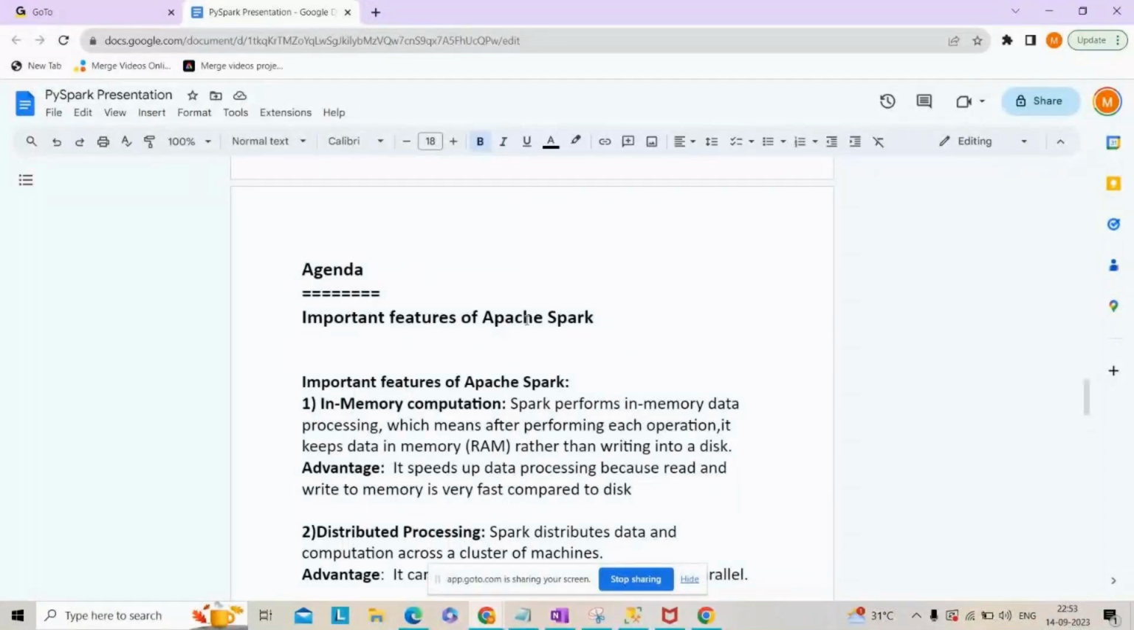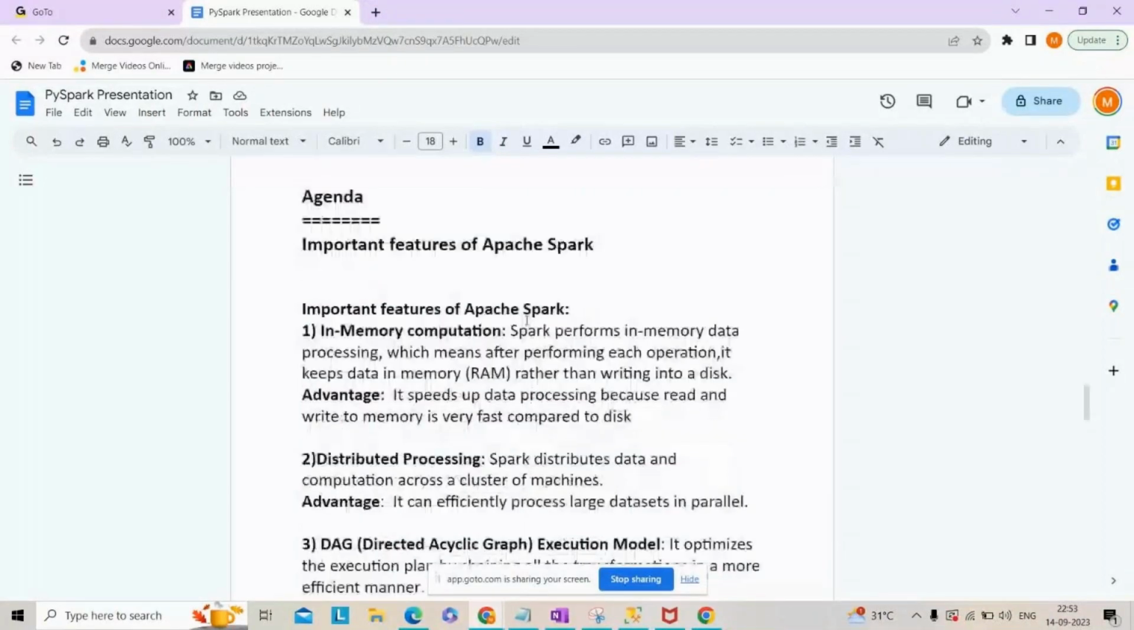Hi guys, today our agenda: important features of Apache Spark.